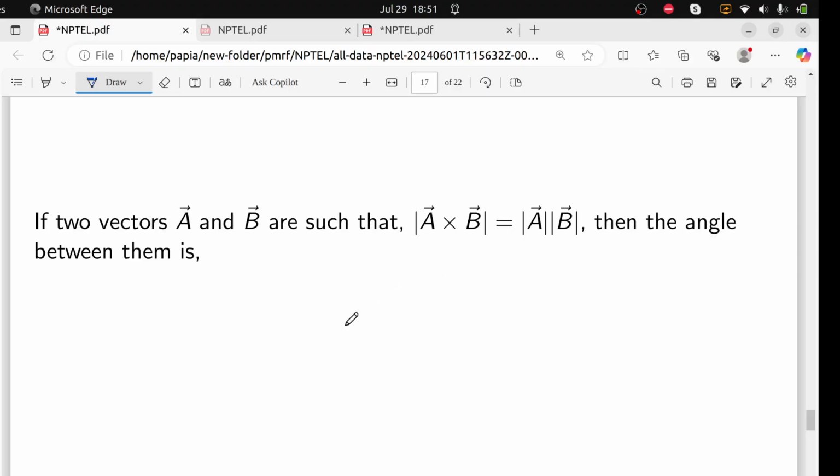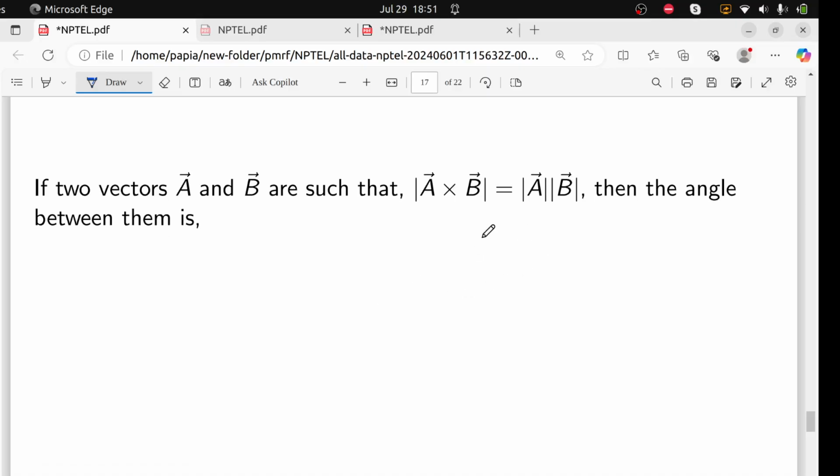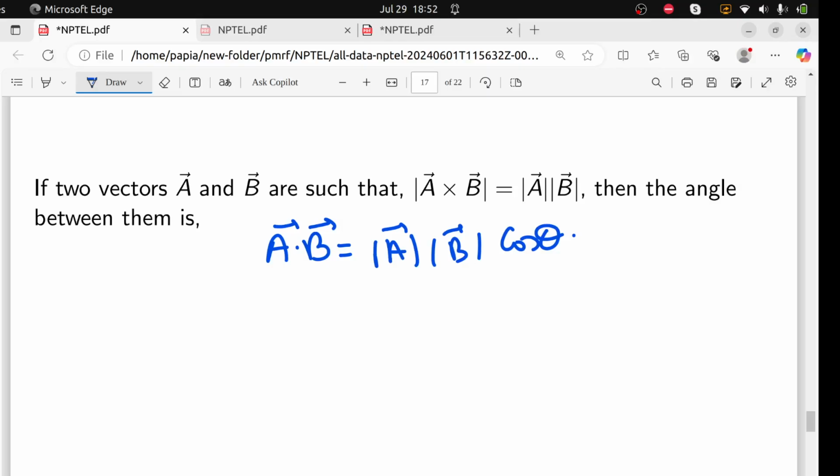Okay, so if two vectors A and B are such that mod of A cross B equals mod A mod B, then what is the angle between them? As I mentioned in the previous first question, what is A dot B? A dot B was mod A mod B cos theta. Why is it simple like that? Because this is a scalar product and a scalar product does not have any direction.